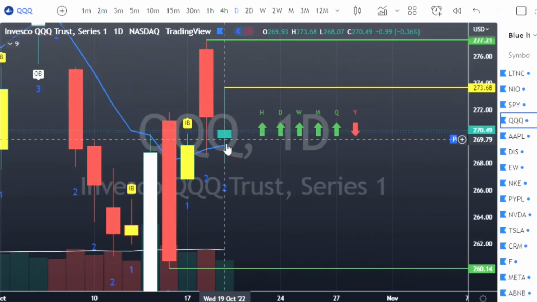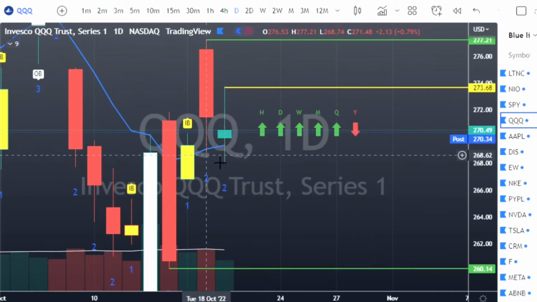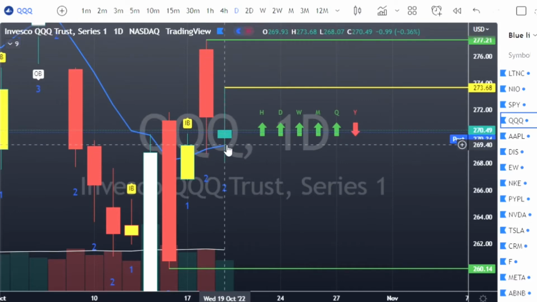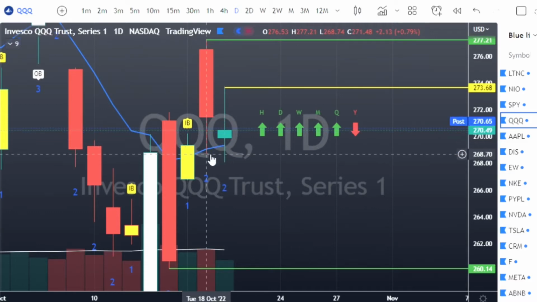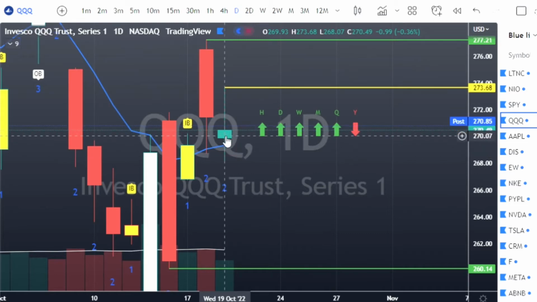But this was a 2 down. It's a directional candle. We only broke the low of the previous candle. So a 2 is a directional candle, meaning we only broke one side of the previous candle, and it was down. Okay, so a 2 down. We did finish green, though. So when we have a 2 down green, that gives me probability that this thing is going to continue higher.